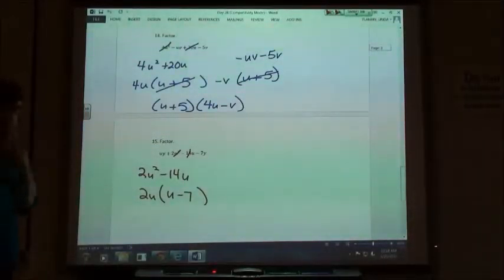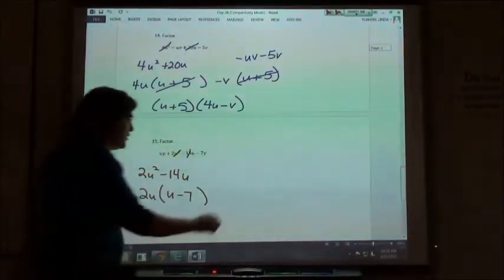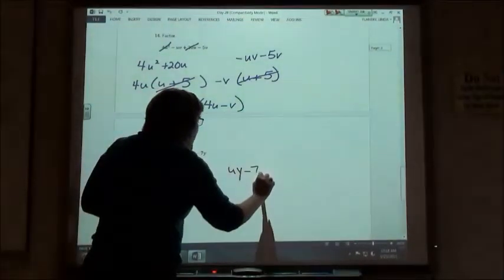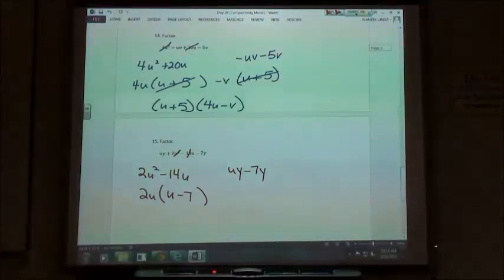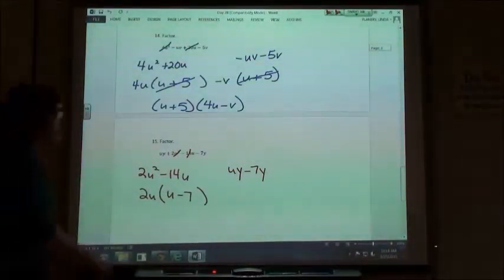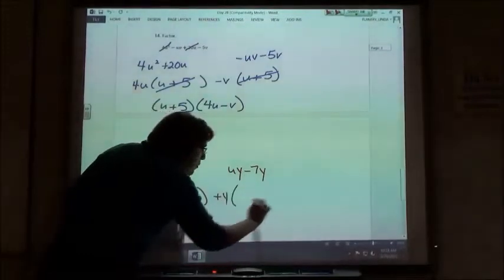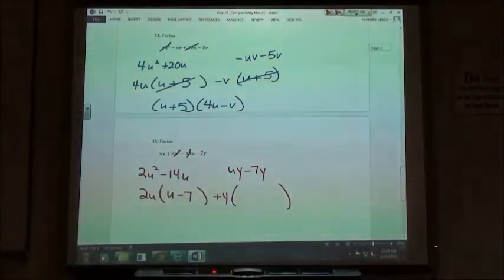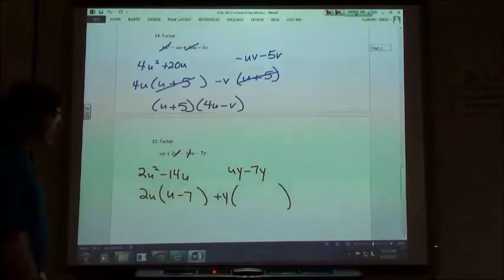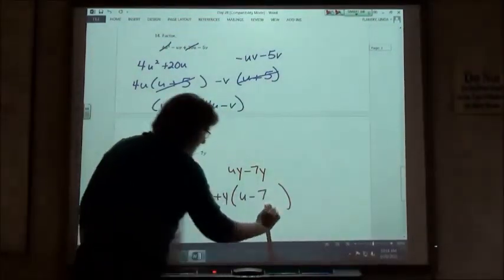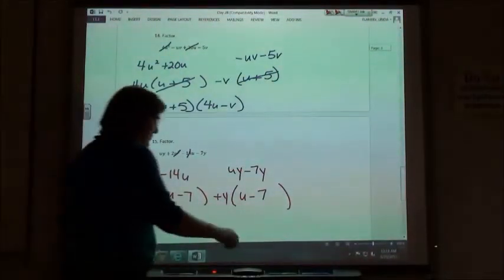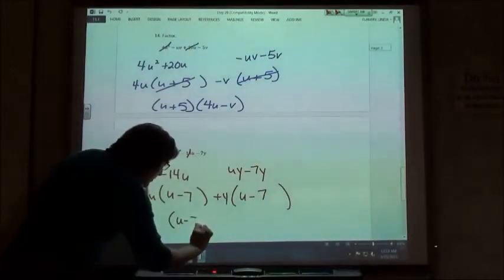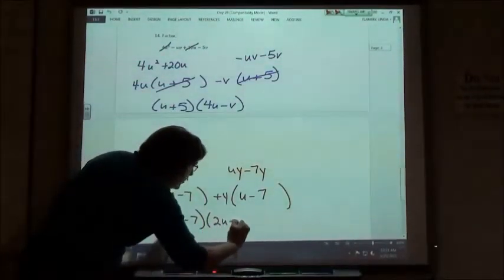So again, on my other two terms, I want the one with the u first. So I have uy minus 7y. And if I want to get a u, I'm going to divide out a y. And it's going to be a positive y because I don't want my signs to change. And so if I divide out the y, we get u minus 7. So my factors are going to be u minus 7 and 2u plus y.